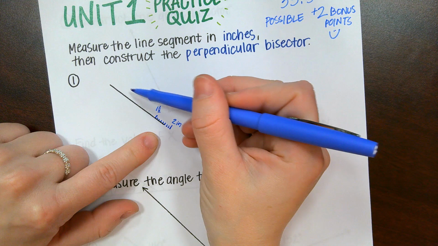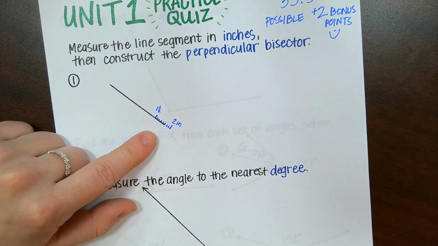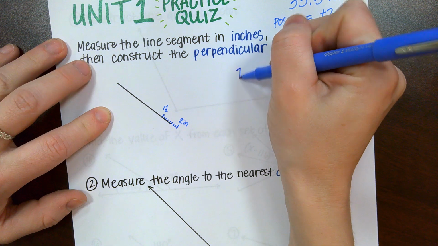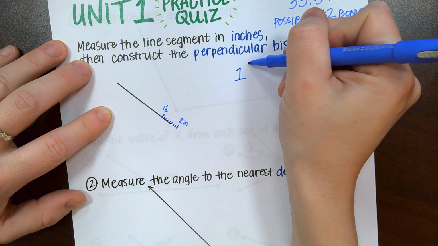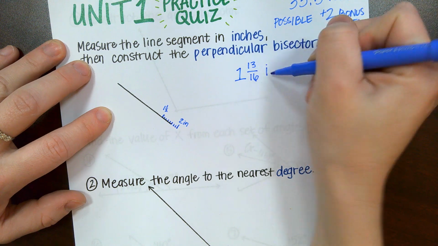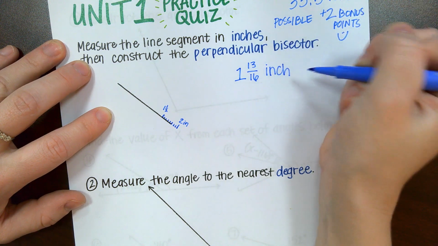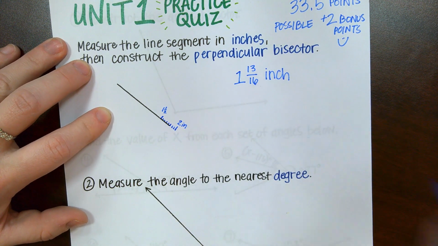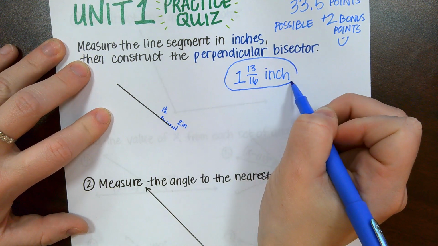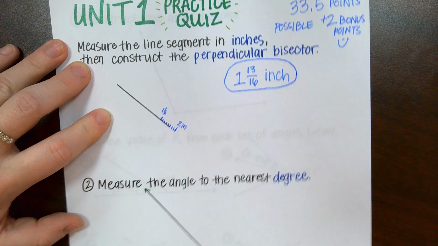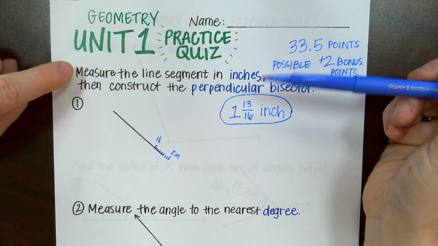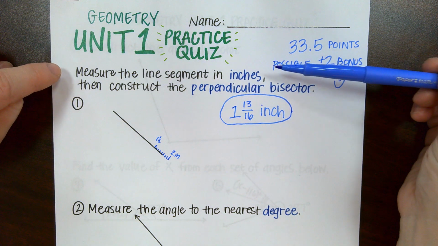Since I pass 1 inch, that would mean that my official measurement is 1 13/16 inches, or 1 13/16 of an inch. So I will circle that answer because that's my answer. I want you to circle those answers. So we did the first part of question 1. We were measuring the line segment in inches.